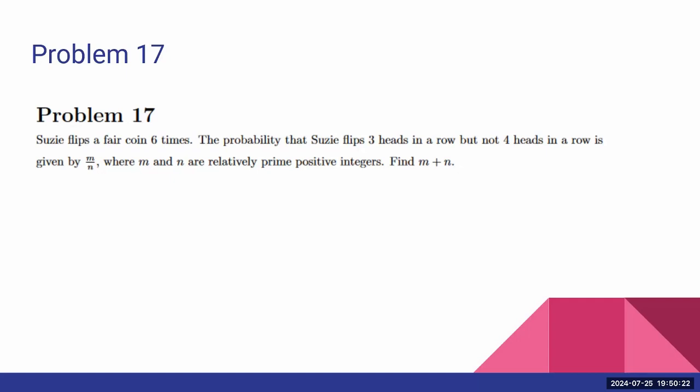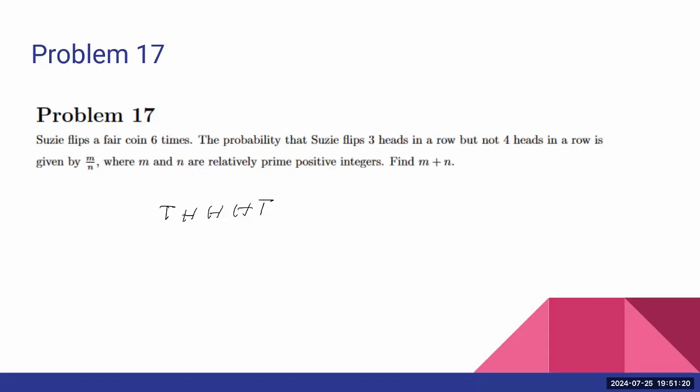But the thing is, if we find the ways to get exactly 3 in a row, is it possible to get 4 in a row? If you have 3 in a row, that means it's surrounded by 2 tails. So if it's surrounded by 2 tails, is it possible for there to be 4 in a row? No, it's not possible. If we have exactly 3 heads in a row, then there's no way to get 4 heads in a row. So we can just do casework on the 3 heads in a row and not worry about anything else.